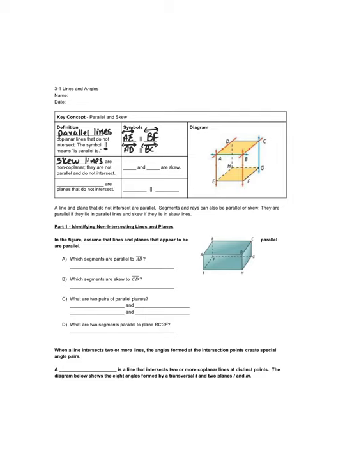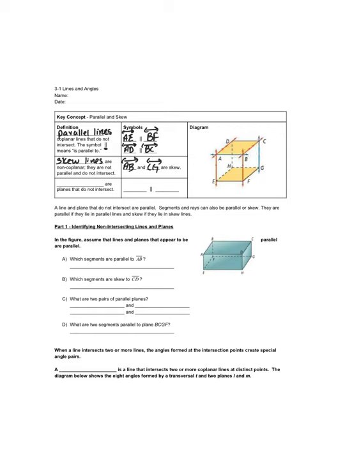We have line AB and line CG. CG is this line right here. Now, these two lines, they do not lie on the same plane, they are not parallel, and they do not intersect. So these two lines are skew lines.